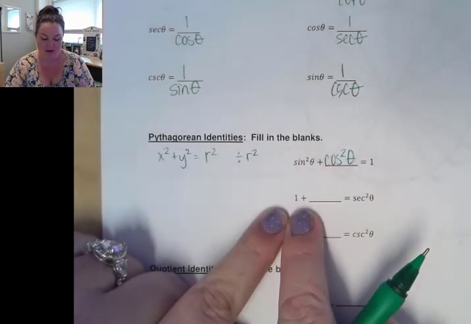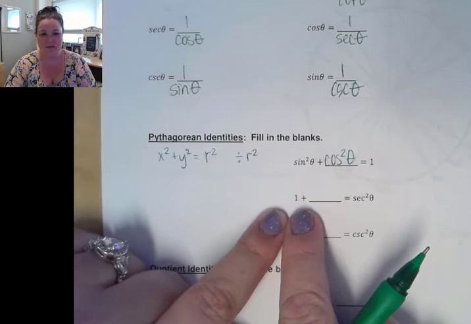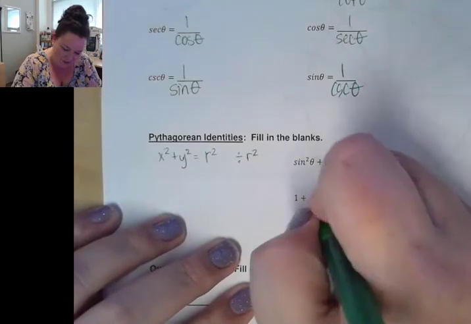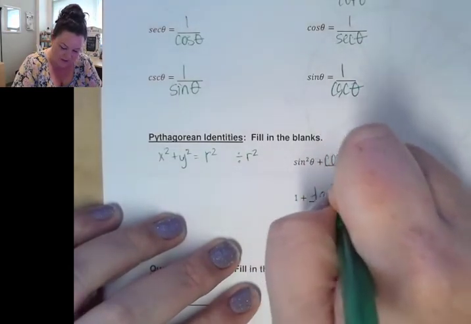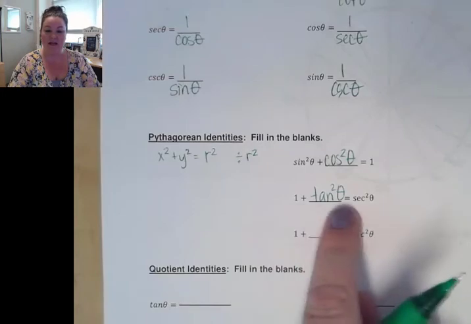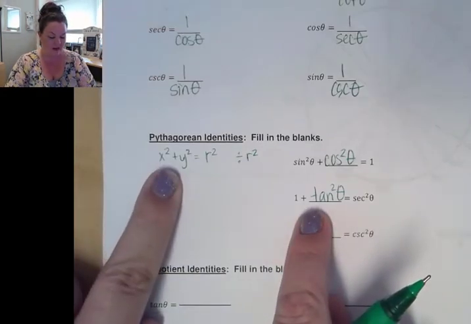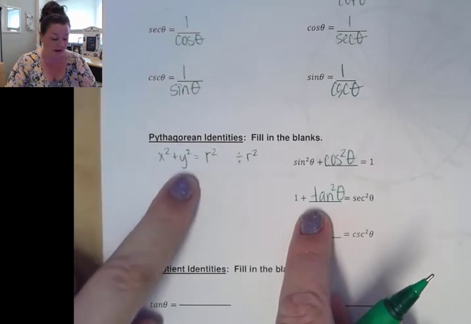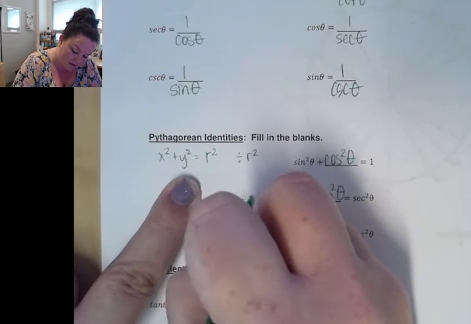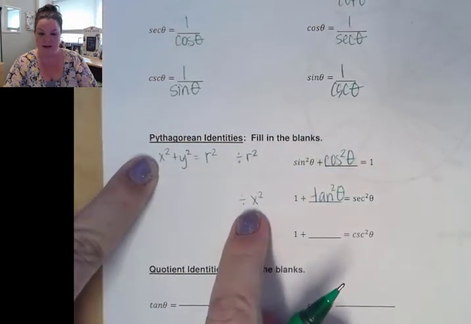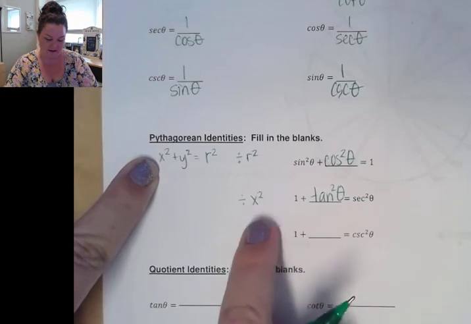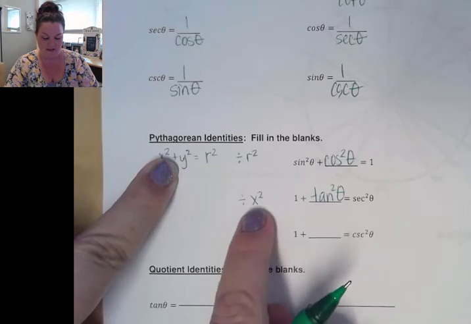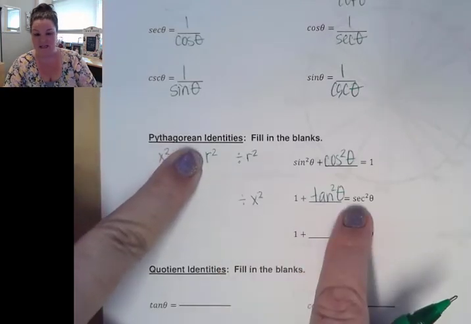Remember the other one we had was remembering somebody screaming, just give me 1 damn second, right? Or 1 tan second. So 1 plus tangent squared theta equals secant squared theta. And we get this identity if we were to take the Pythagorean theorem and divide all of the terms by x squared. So if I divide x squared by x squared, that gives me the 1, right? If I divide y squared by x squared, y over x gives us that tangent squared, right? And then r over x gives us secant squared, right?